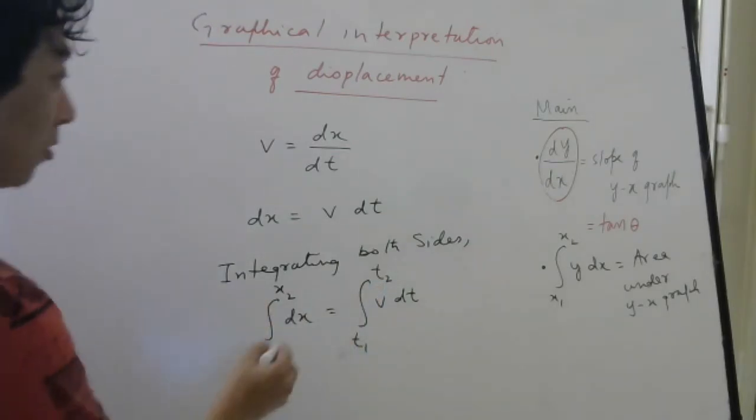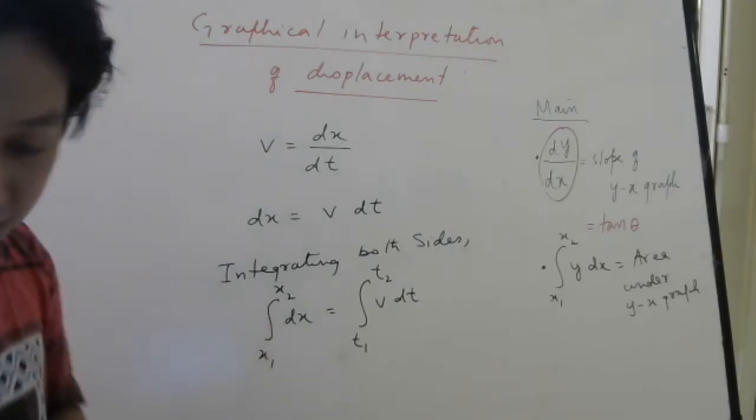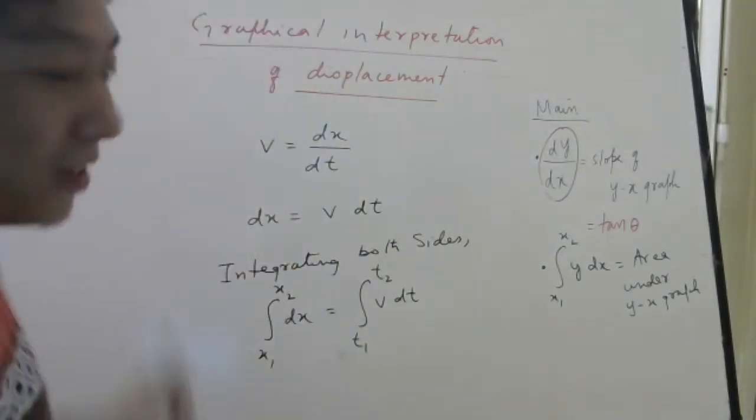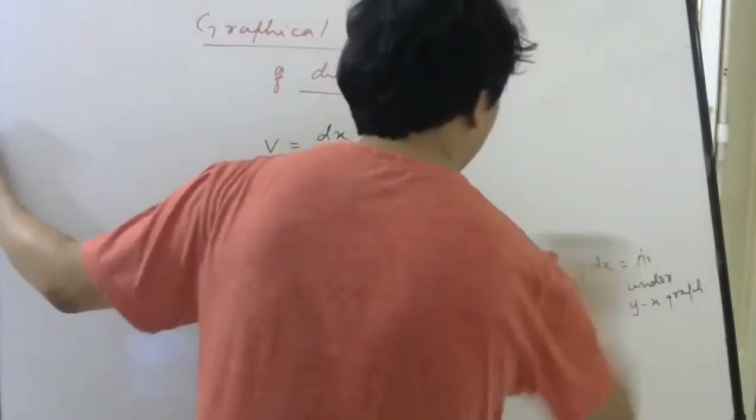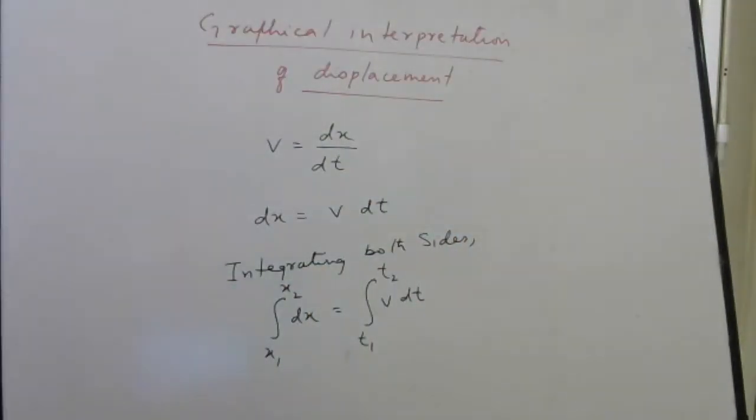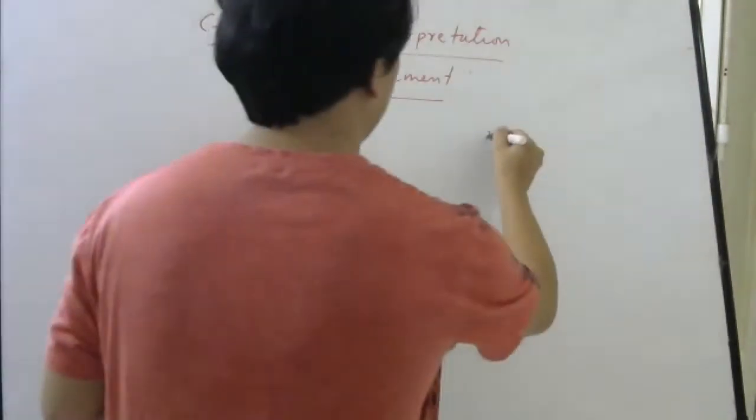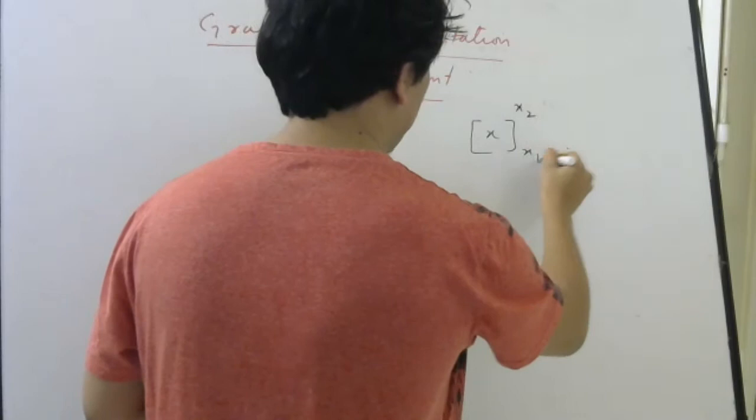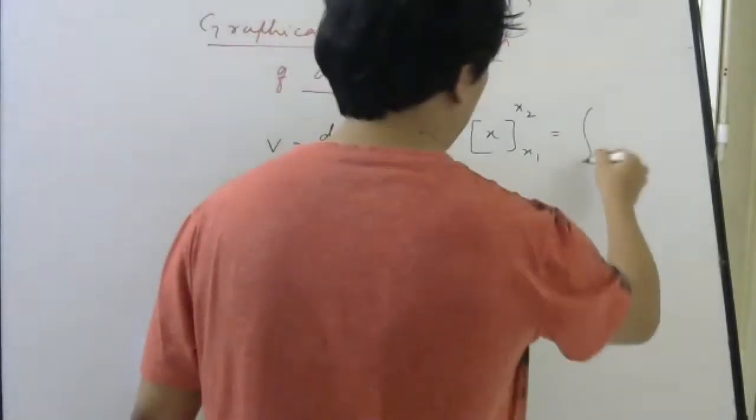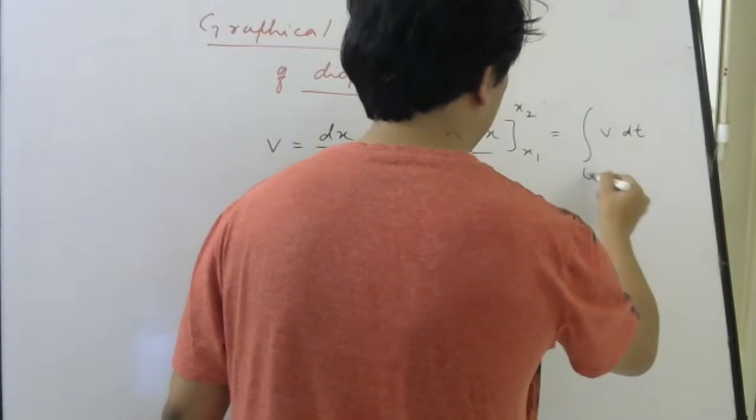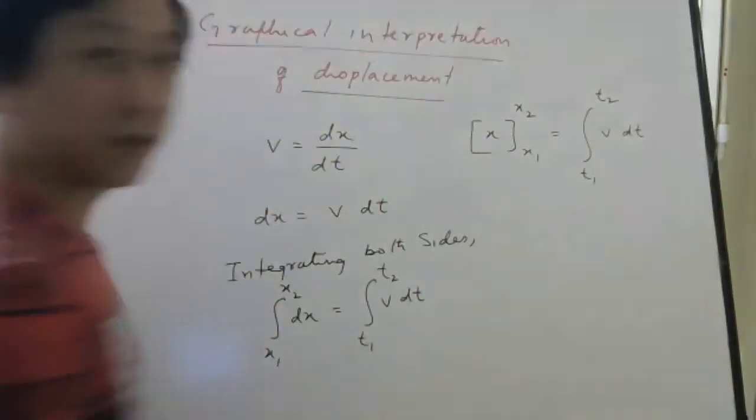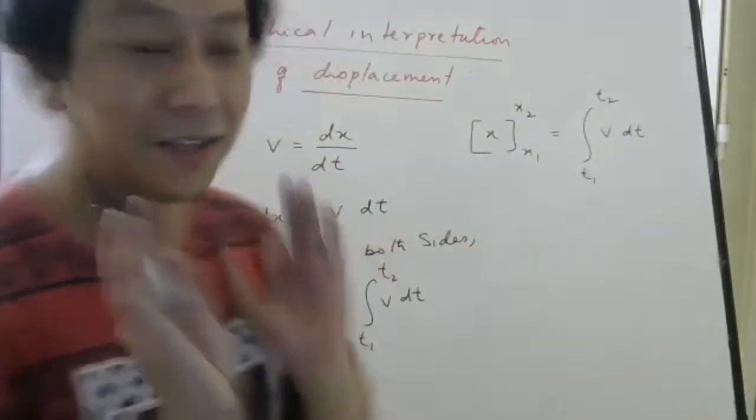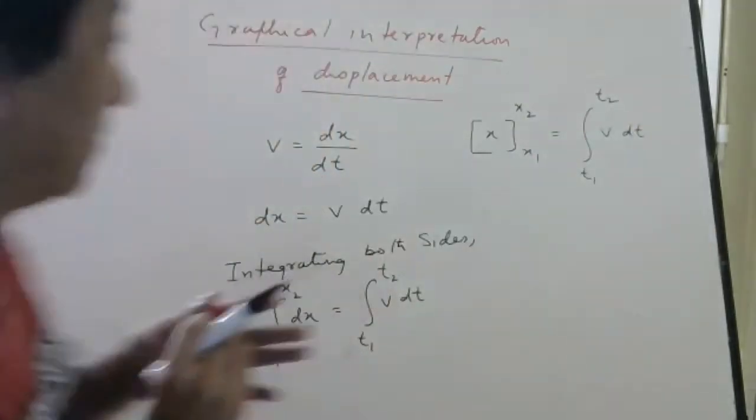Now, what is the integration of dx? In the beginning, I wrote three formulas. This is the second formula. So the integration of dx is x. Then limits are there: upper limit is x2, lower limit is x1. On the right side, from t1 to t2, I can't do anything right now because v should be given in terms of time. Then I can integrate. So let us write the right side like that only.